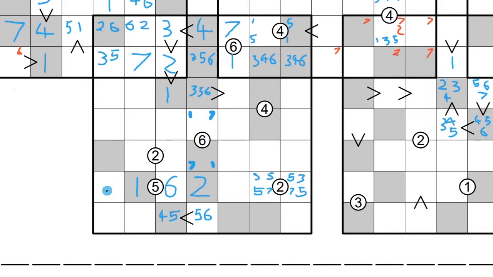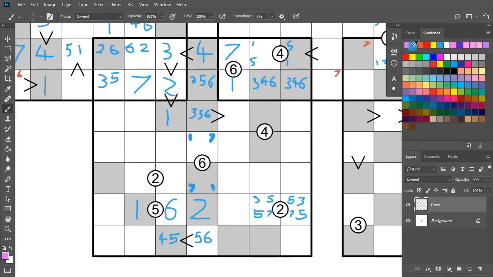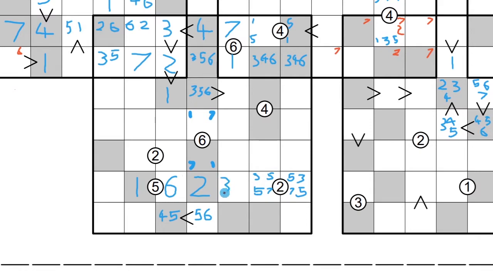Okay, so what does that leave for here and here? If 5 is not there, that leaves 3, 4, 7. 7 doesn't go there, so this is 3 or 4. Right? This is 3 or 4. And this can't be a 5, so this is 3 or 4. It's the same, right? Yes.